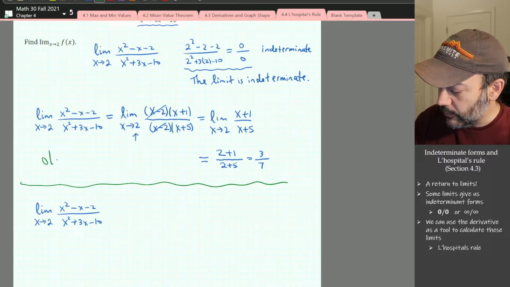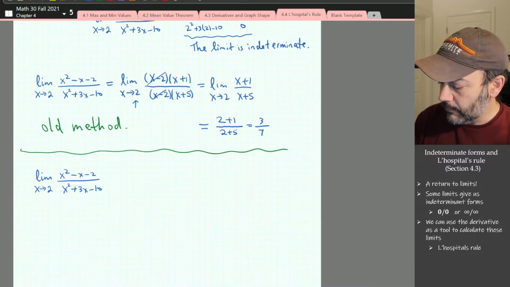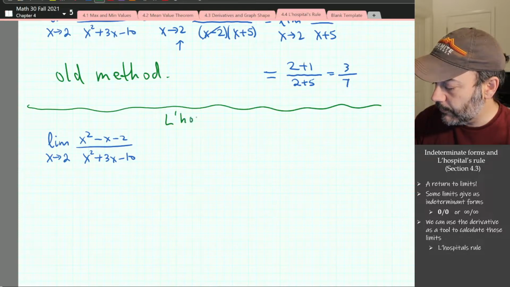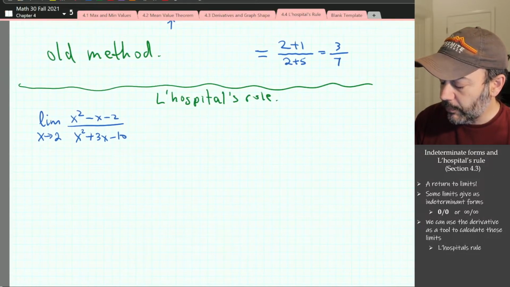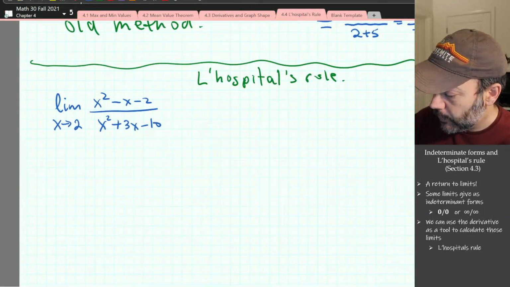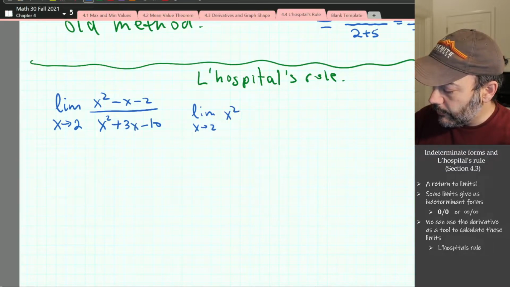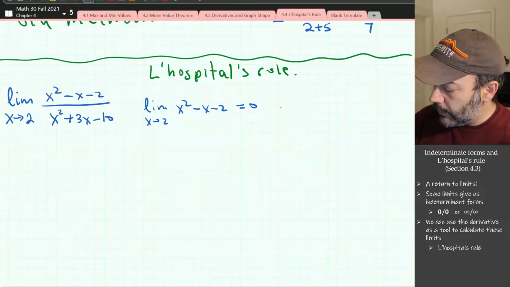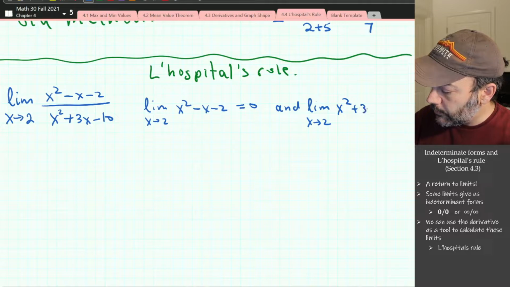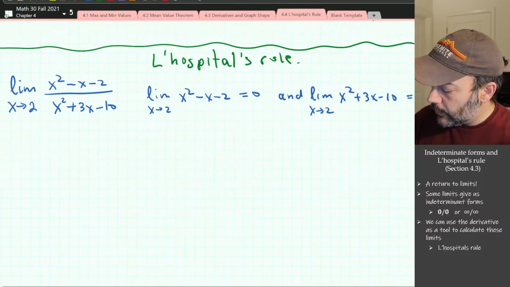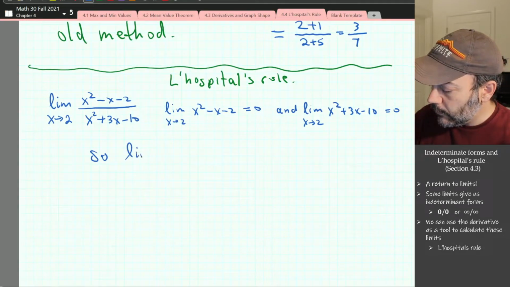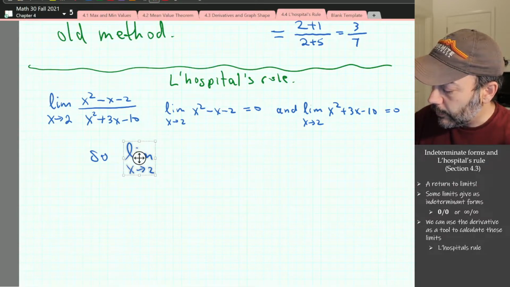So this is the old method. Now let's do L'Hopital's rule. L'Hopital's rule goes like this. We've already checked that this is an indeterminate form, and what you would do is write it out again. The limit as x approaches 2 of the numerator equals 0, and the limit as x approaches 2 of x squared plus 3x minus 10 also equals 0. The limit as x approaches 2 of, I can copy and paste this, I don't have to write this all again.